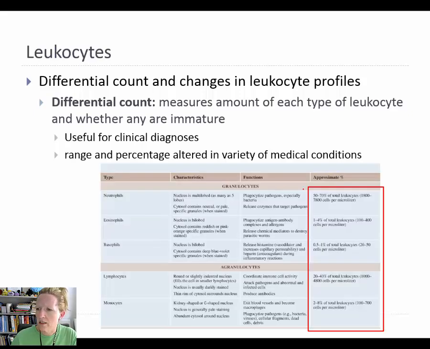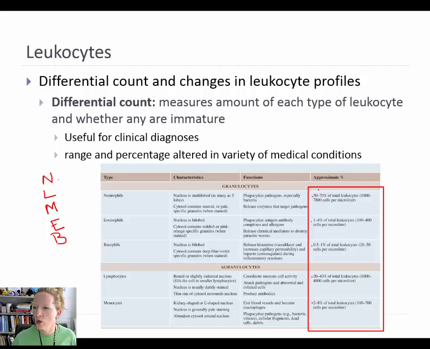So let's go back to this chart. And remember that there were these approximate numbers over here. The way that I remember which one's the most abundant to which one is the least abundant is "Never Let Monkeys Eat Bananas." So your neutrophils are going to be the most abundant of all of the leukocytes, as you can see, followed by lymphocytes, followed by monocytes, followed by eosinophils, and then basophils.